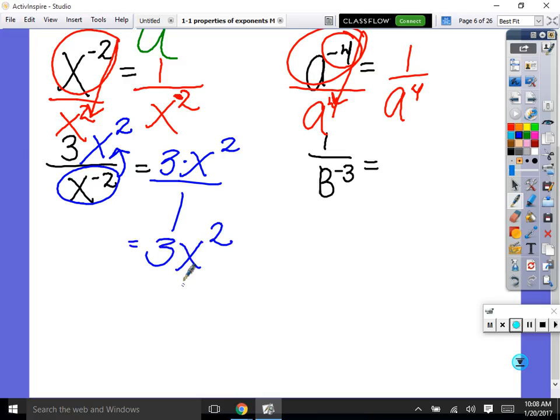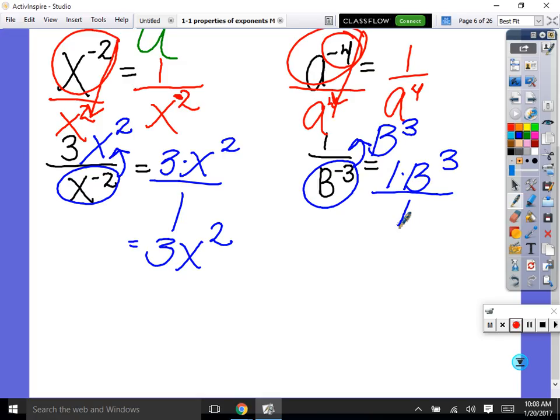We wouldn't need to write the 1 for this one because dividing by 1 is the same thing as just 3x squared. Okay, so 1 over b to the negative 3, we would take our base and flip it over a fraction, putting b to the positive 3 on top. So we have 1 times b to the 3rd on top, and then over 1. Now, do we need to write that 1? No, because isn't 1 times anything just itself? And then anything divided by 1 is still itself. So do you see how we can just write b to the 3rd, everybody? That would be our final answer.